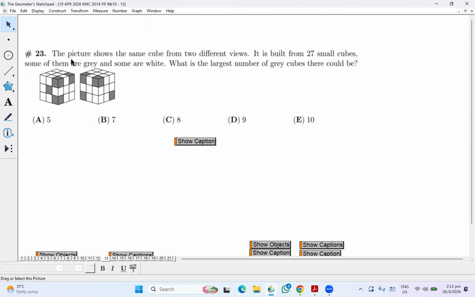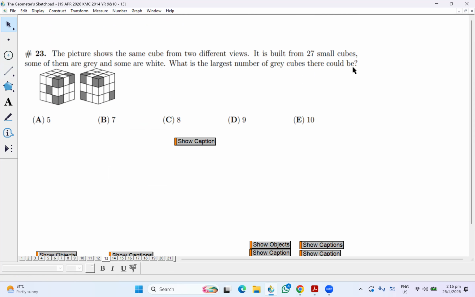The question is, the picture shows the same cube from two different views. The two cubes are the same, but different view. It is built from 27 small cubes. Some of them are gray, some are white. What is the largest number of gray cubes there could be?